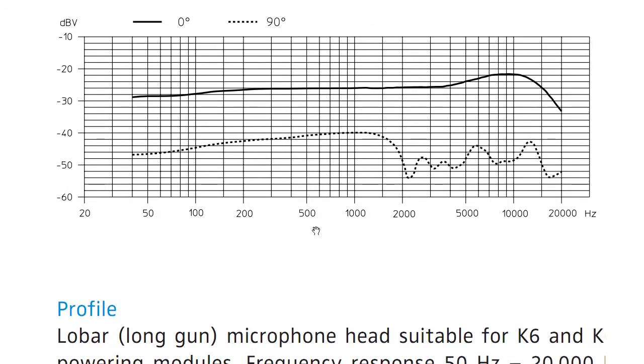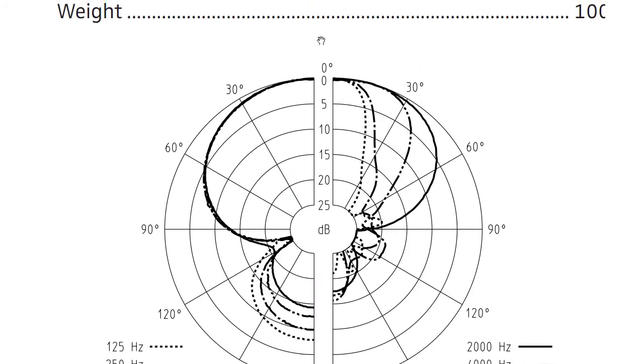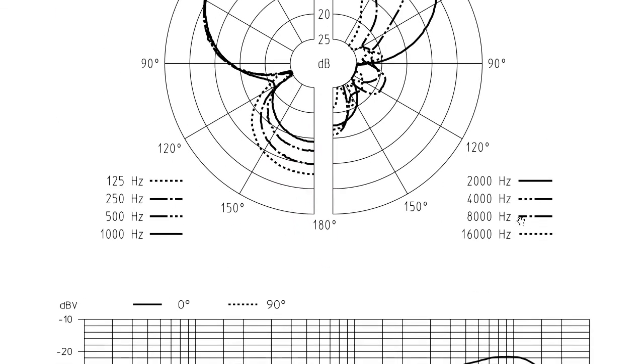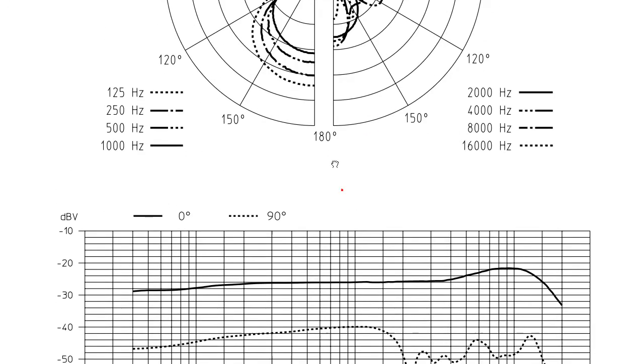Now, this is another little interesting thing. We were just talking about on and off axis. This little graph here shows you these two lines, gives you the frequency response of this microphone. 0 degrees, which is a solid line, is 0 degrees on axis. So that's pretty much the sound coming from this way. 90 degrees is going to be sounds entering from the sides of the microphone.